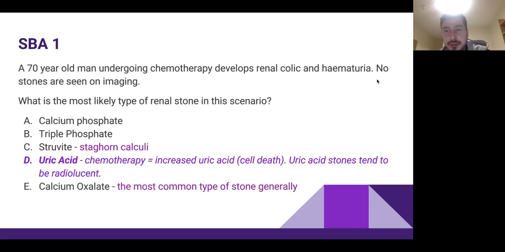And there were two ways you really could have got this. So there was the chemotherapy aspect, which can result in increased cell death and increasing the uric acid. But there's a second, more low-key thing that might have given it away, and that was the fact that there were no stones seen on imaging. So uric acid stones are actually radiolucent, so they wouldn't be able to be seen, whereas the other ones described here are radio-opaque, so they should be visible.